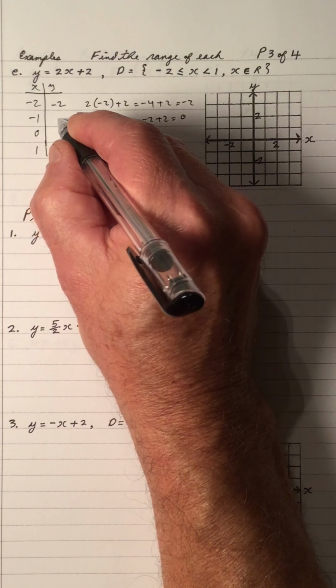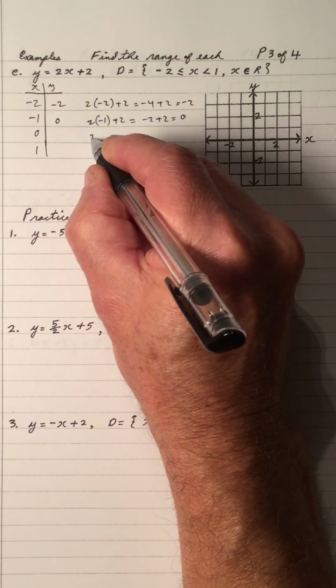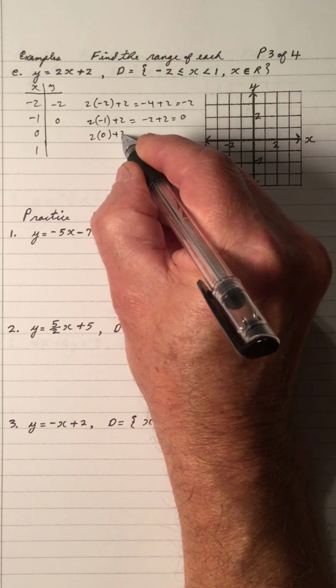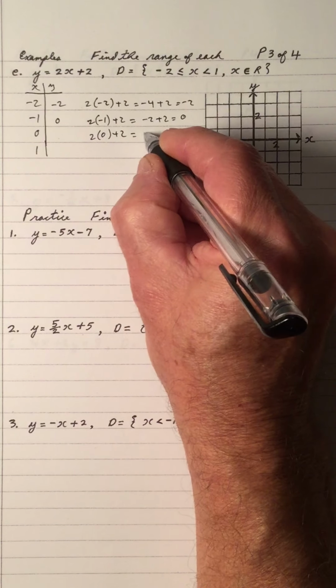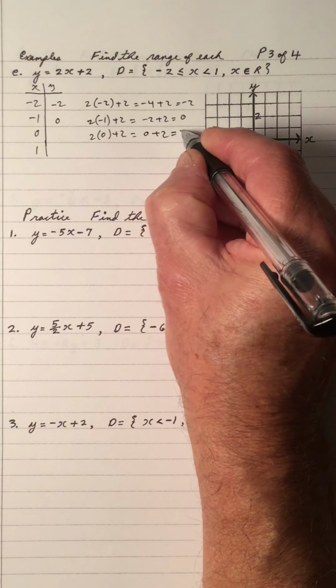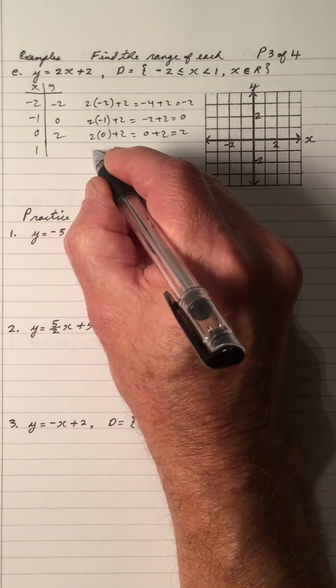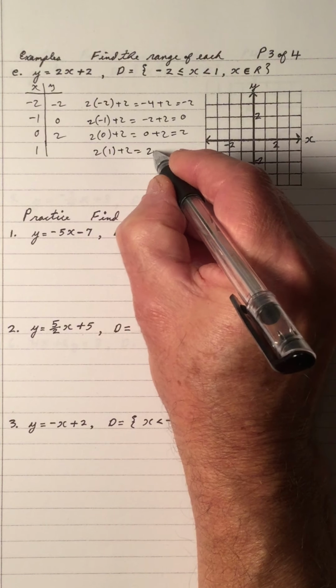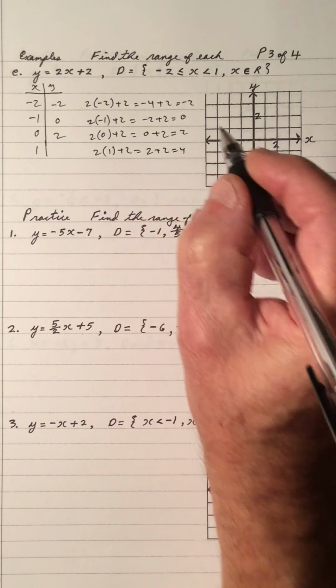So let's put the negative 2 in. Negative 1 gives me a 0. And let's put the 0 in for x and work it out. 2 times 0 is 0 plus 2 is 2. We're going to put the 1 in for x. 2 plus 2 is 4.